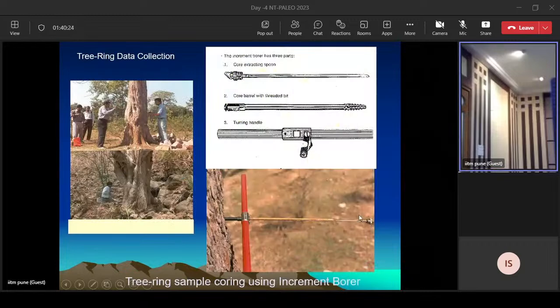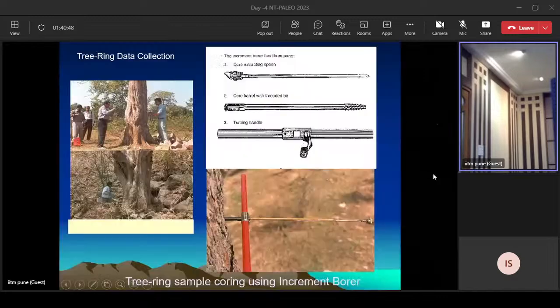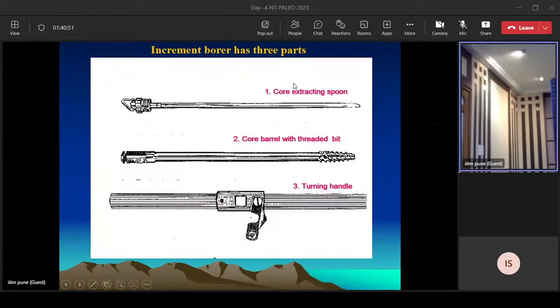Okay, then sample collection. Now you might have seen this in the paper lab. This is the borer, and a borer has two parts. You know that. And this is the only instrument with which we can take the samples of trees.